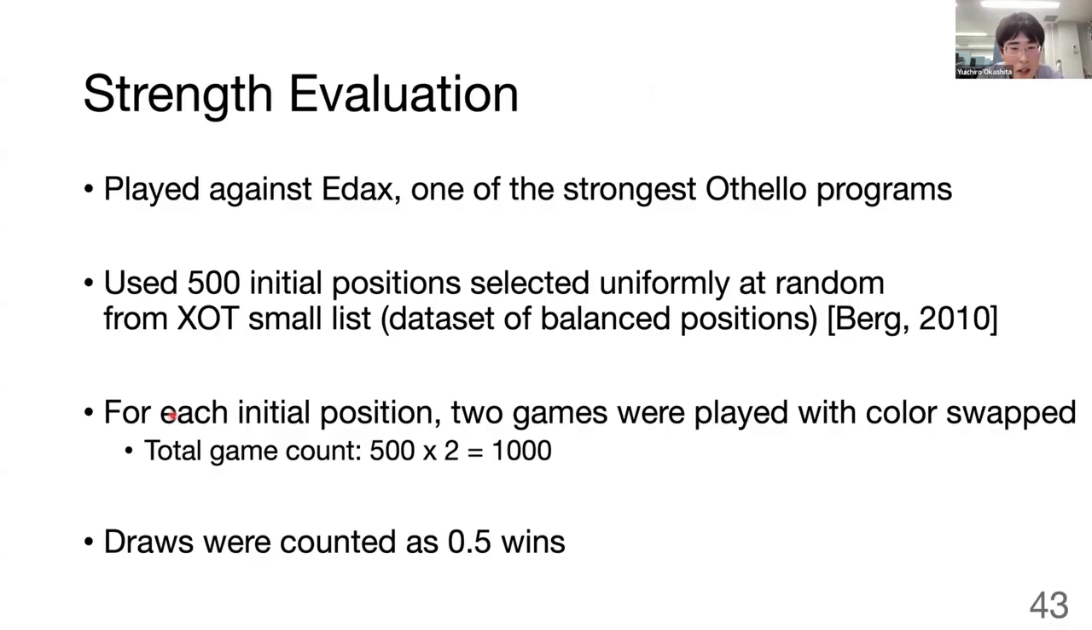In our experiment, the agent's strength was measured in a match against EDAX, one of the strongest Othello programs available. We used 500 initial positions selected uniformly at random from the XOT small list, which is a dataset of balanced positions. For each position, 2 games were played with the colors swapped, for a total of 1,000 games. Draws were counted as 0.5 wins.